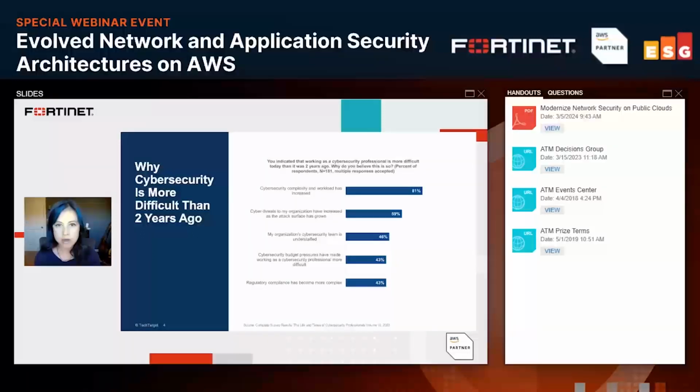So another area when we talk about making sure that security can successfully support scale and growth with the move to the cloud is that security teams need the right tools in place to help their teams be successful and to work efficiently. So looking at some findings from this report on the life and times of cybersecurity professionals, we see that they are challenged by things like an increase in complexity and workloads, cyber threats increasing with increasing attack surface, their teams are understaffed, their budget pressures, they have regulatory compliance that's complex. Is this consistent with what you guys are seeing and what you're trying to build to make sure that these people are enabled?